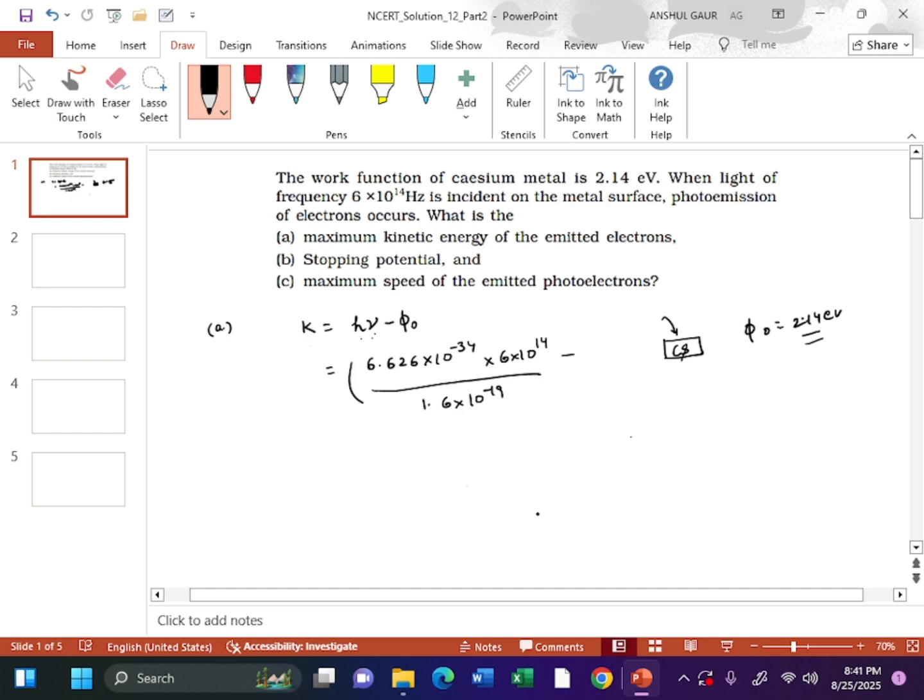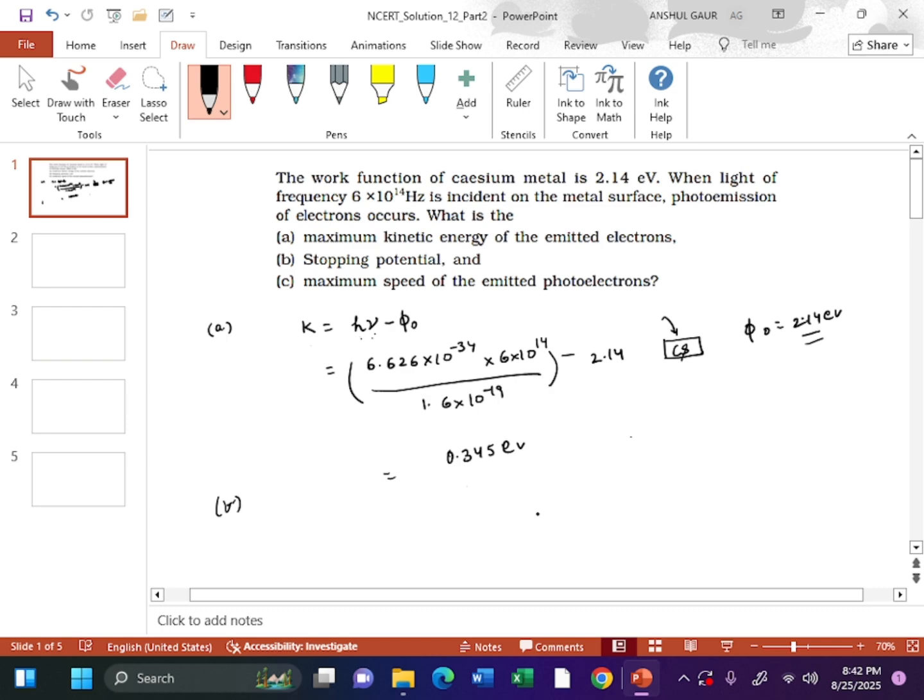Now this expression becomes in electron volts, and φ₀ is given as 2.14 electron volts. After solving this, the value of the kinetic energy comes out to be 0.345 electron volts. So this is the value of the kinetic energy of the emitted electrons.